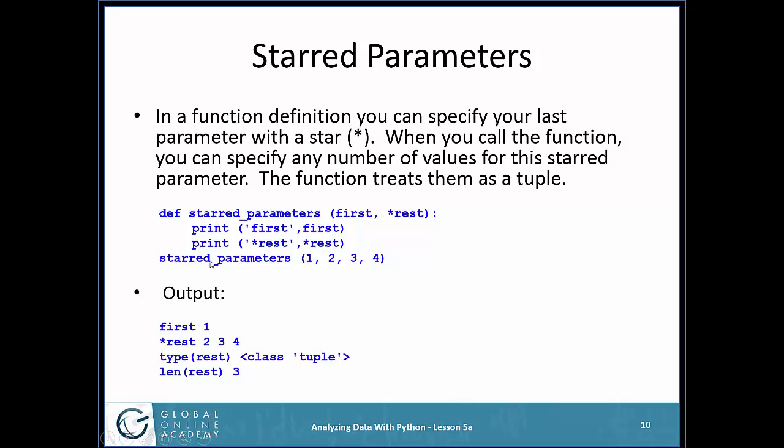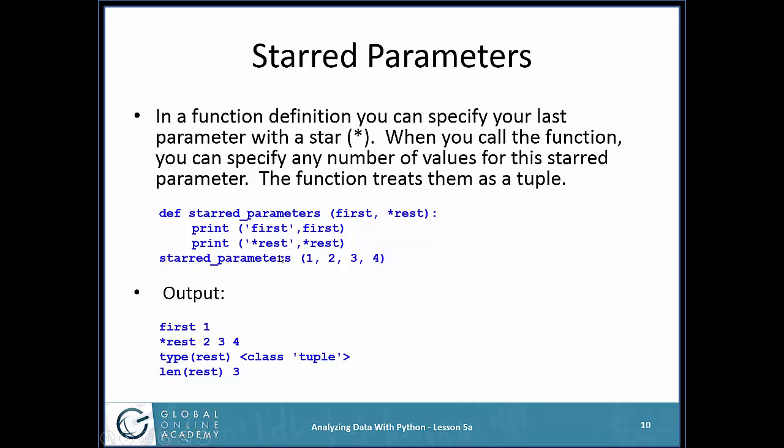So if I have a function called starred parameters, and I say it's taking two things, first and rest. First parameter, rest of the parameters. But I put a star in front of rest here. That means whenever I call it, I can give it one parameter that goes into first, and everything else gets packed up into a tuple and goes into the variable called rest. Now what am I going to do? I'm going to print out first, and I'm going to print out all the rest. Here I'm passing all of them to the print statement.